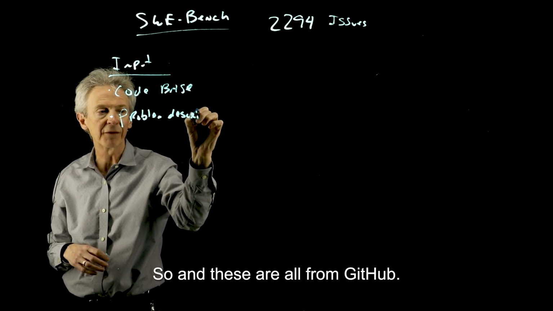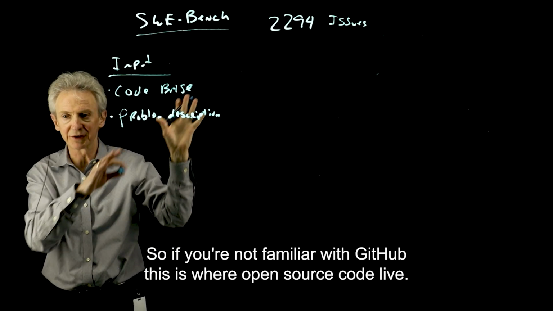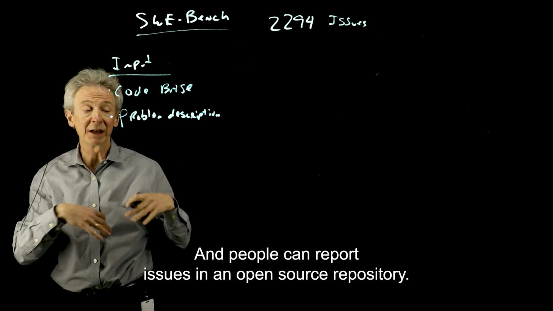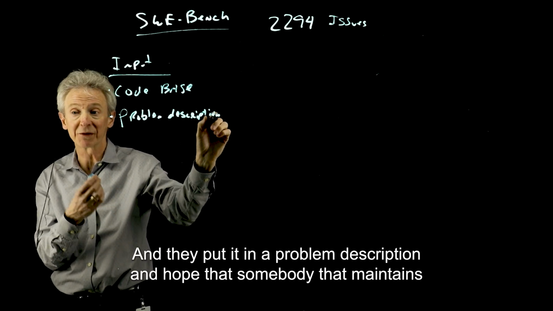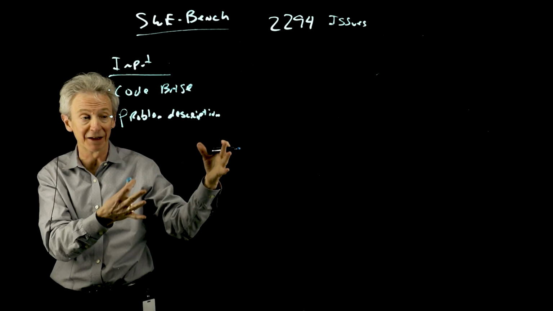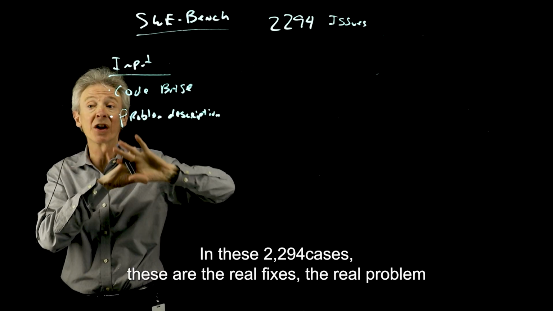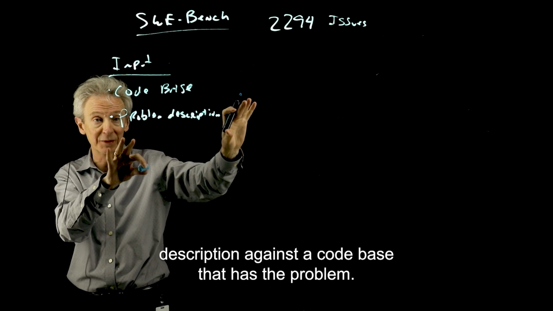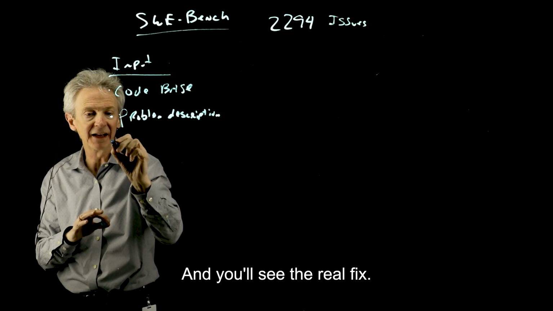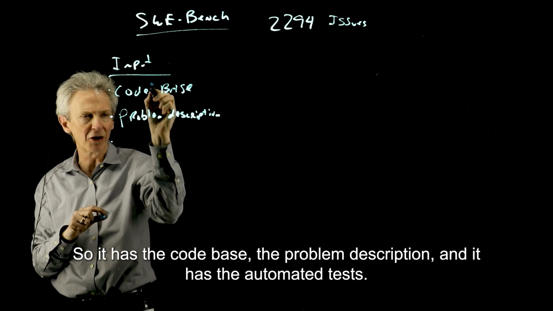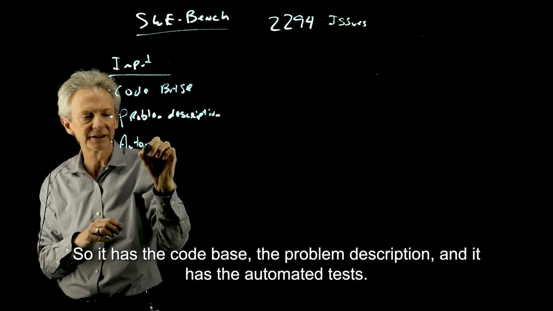These are all from GitHub. If you're not familiar with GitHub, this is where open source code lives. People can report issues in an open source repository, and they put in a problem description and hope that somebody that maintains the repository will fix it. In these 2,294 cases, these are the real fixes, the real problem description against the code base that has the problem, and you'll see the real fix. So it has the code base, the problem description, and it has the automated tests.